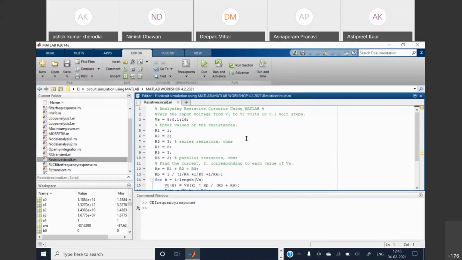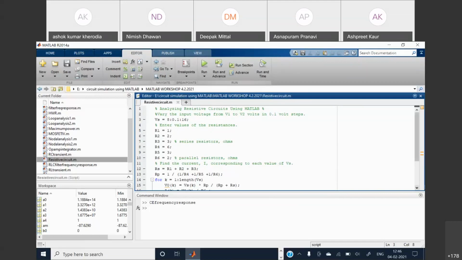Since you have a voltage source Vs, we write Vs equal to some range, say from 8 to 16. You can change this to other values, but on my laptop it gives a matrix matching error, and when I close MATLAB and run it again, it gives the right result. Maybe it is a dimension or matrix issue. So you are varying the input voltage from 8 to 16 in steps of 0.1 volt, and entering the values of resistances R1, R2, R3, R4, R5, R6 separated by semicolons.